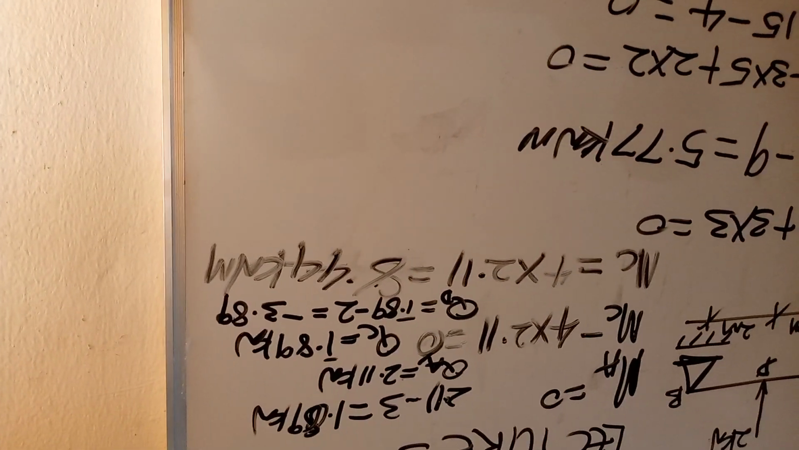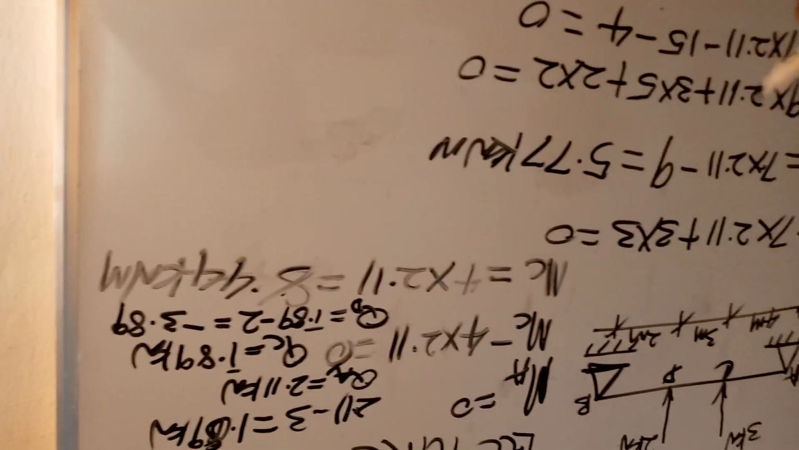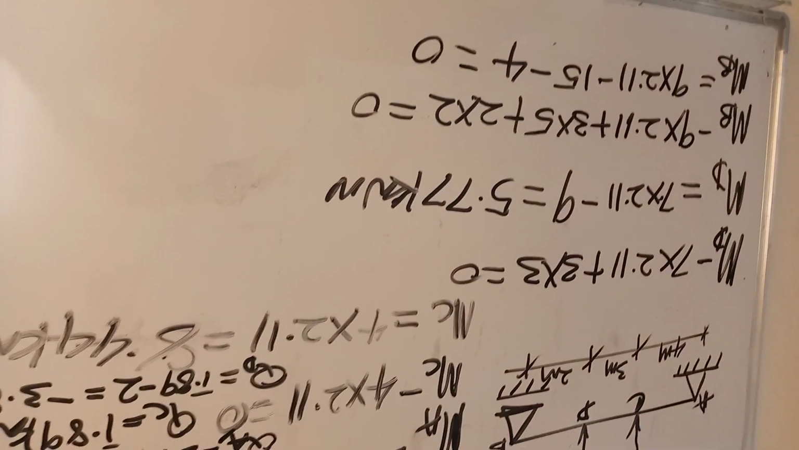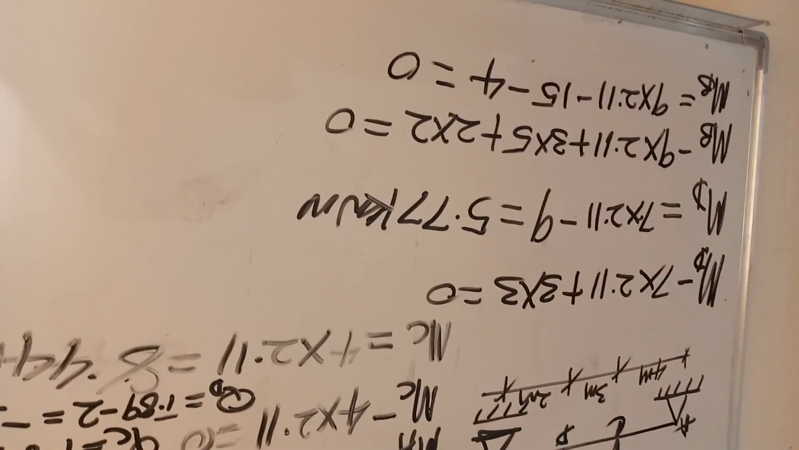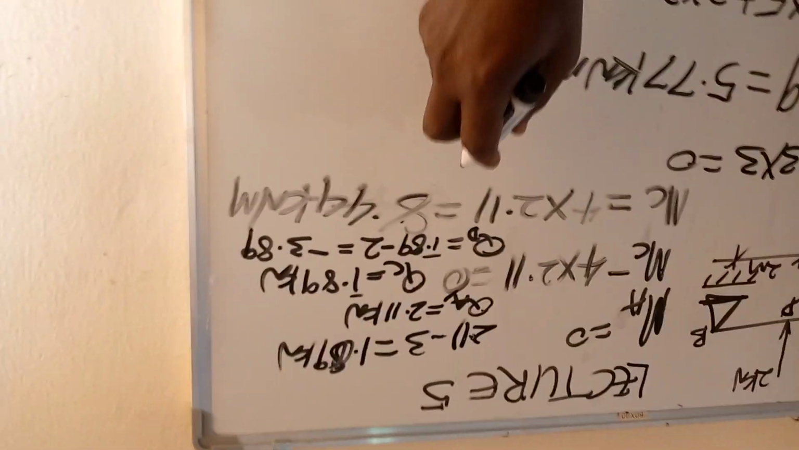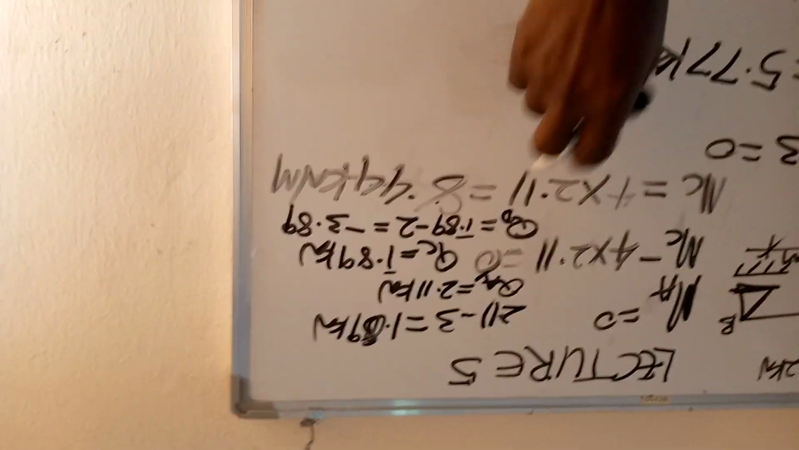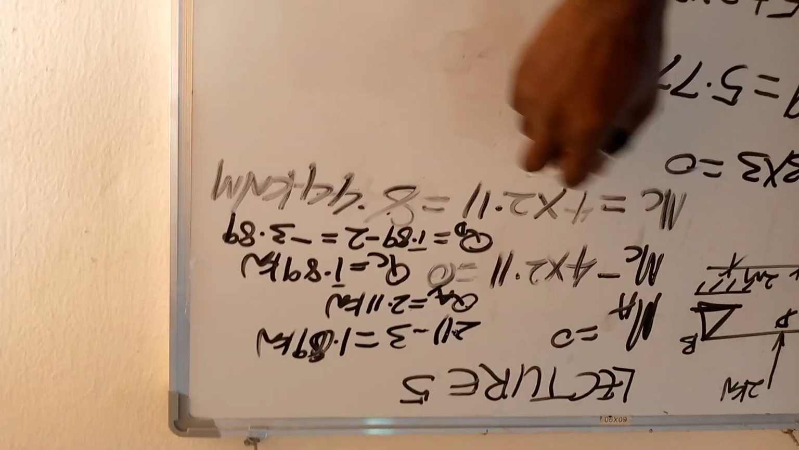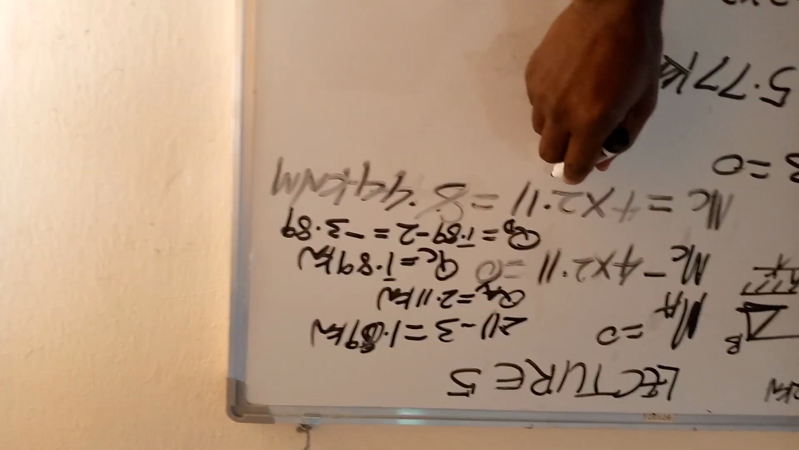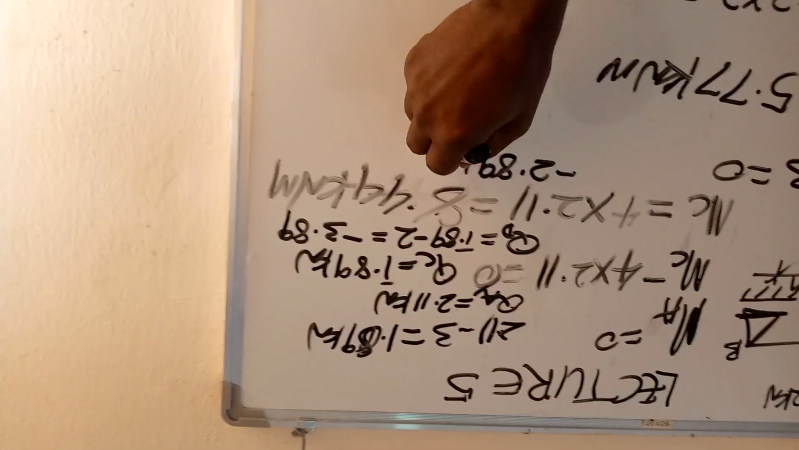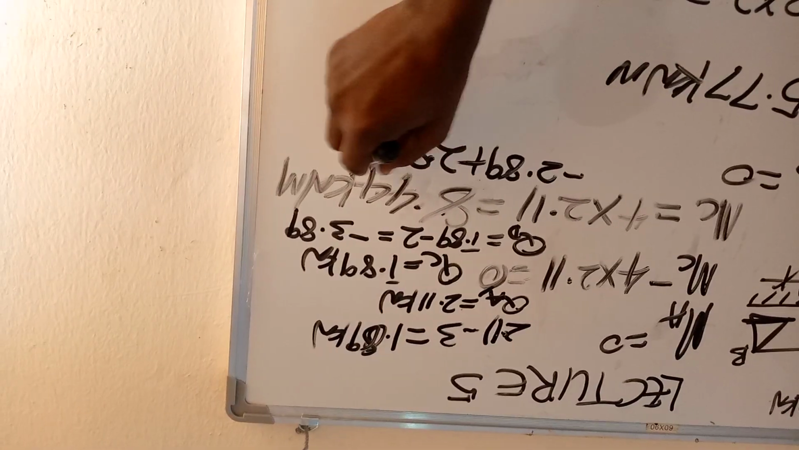So the shear force at B will close up at 0. That is minus 3.89 plus the reaction, which will be equal to 0.